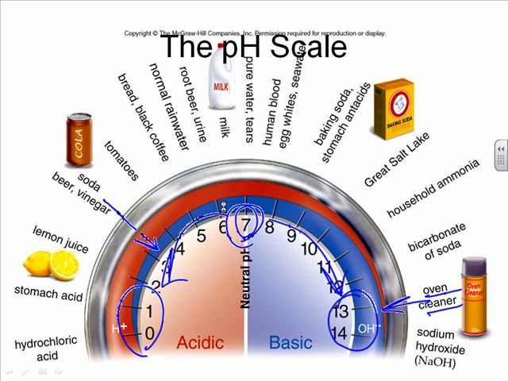Oven cleaner has huge warnings on it. Wear gloves, wear thick rubber. Oven cleaner can eat your skin away just like hydrochloric acid. Anytime you venture away from that 7, it can be very harmful to be on the strong end of either side of this.